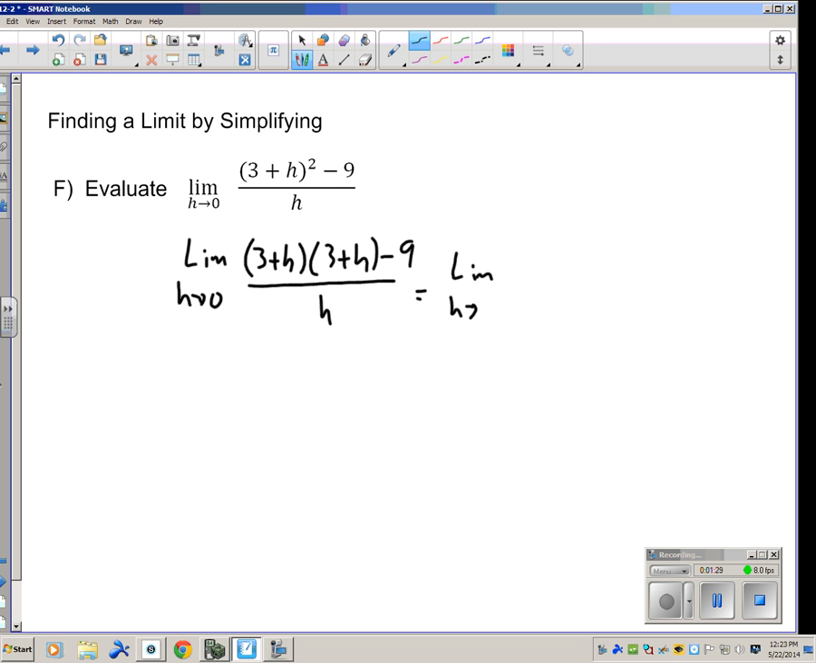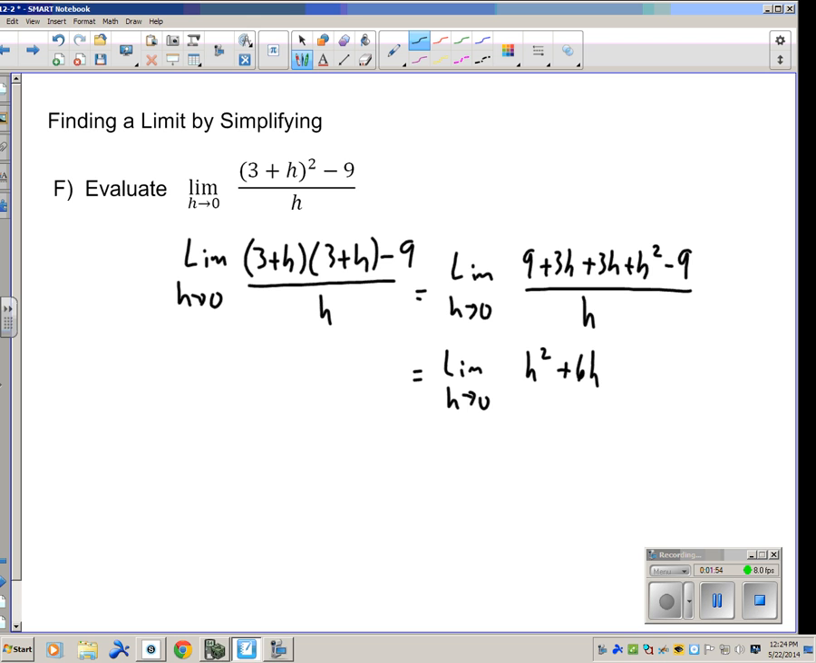So the limit as h approaches 0, FOILing that out, 3 times 3 there is 9, plus 3h, plus 3h, plus h squared, minus 9, all over h. So I'm going to keep going. Looking at my numerator, I've got h squared. I'm going to put them in the right order. 3h plus 3h is 6h. And then I realize that 9 minus 9 is just going to cancel out, and it's all over h.